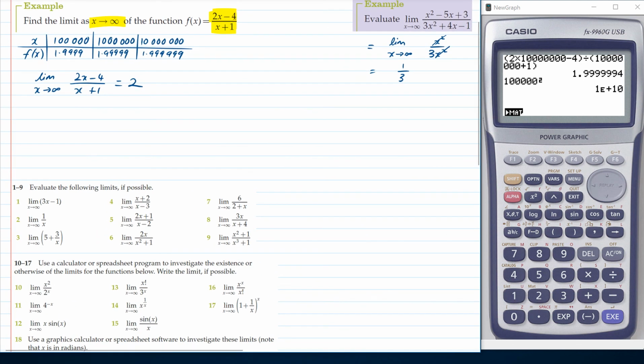You're going to have to think, well, what's happening as these numbers tend towards infinity, and you're going to be evaluating that way. Okay, I'll let you get on with that now.